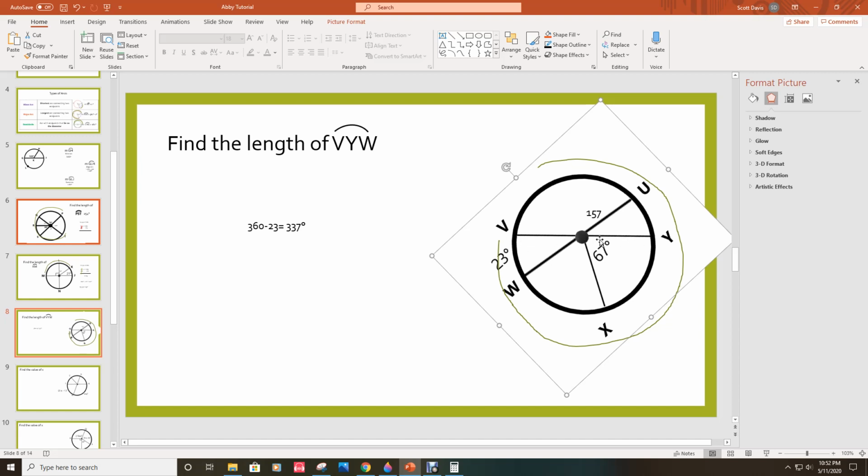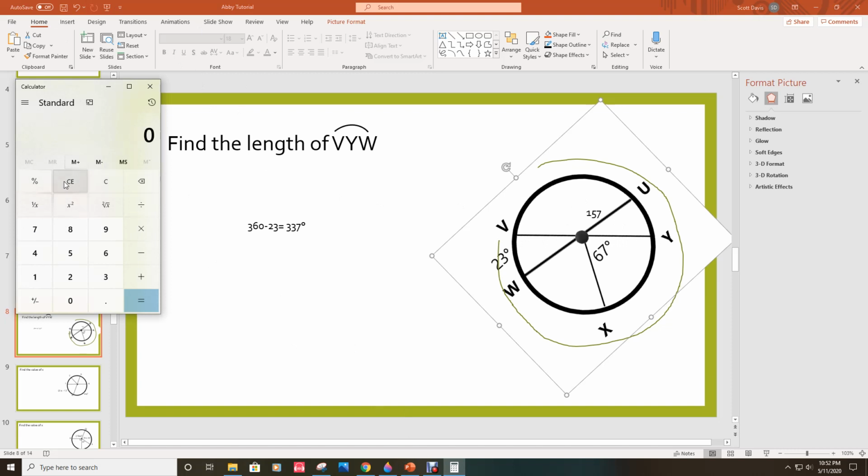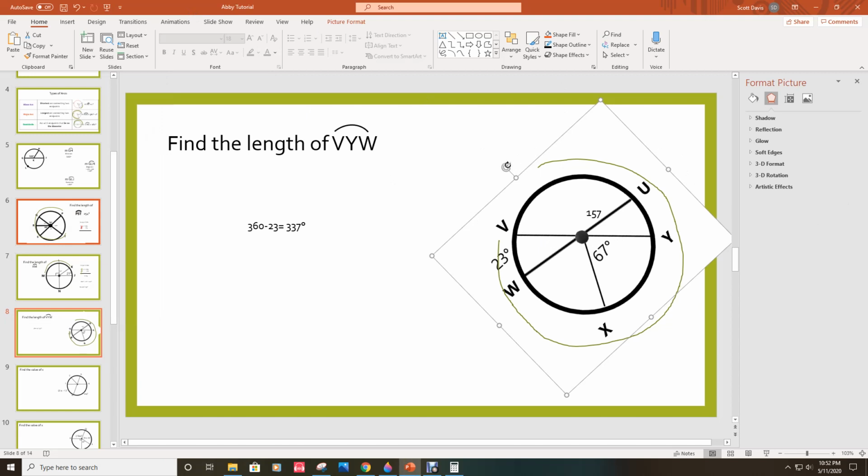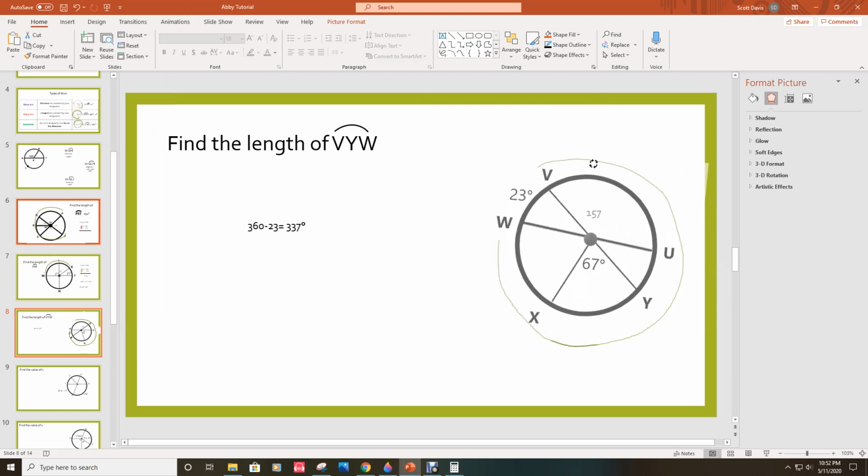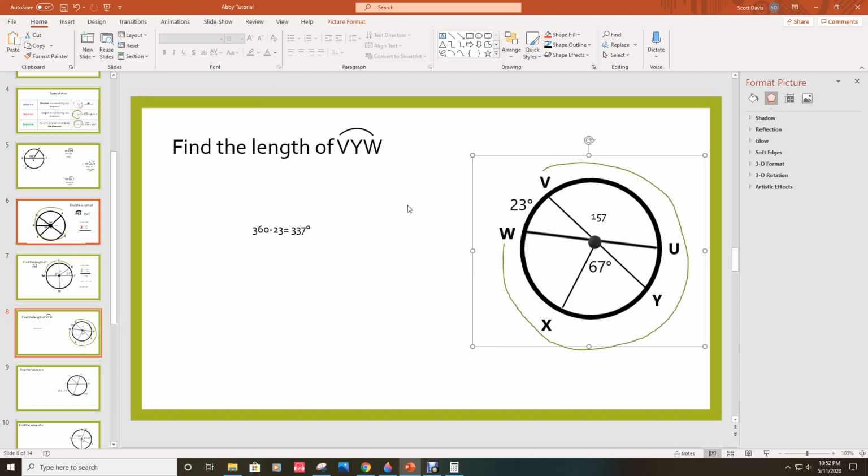I know this half of my circle is 180. So what I did was, 180 minus 157 equals 23. And I was correct that these adjacent congruent angles here are going to be the same. So I am going to turn my circle back first and put my 23 in there.